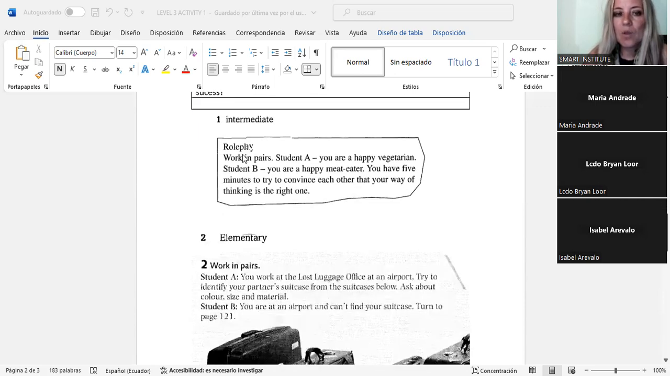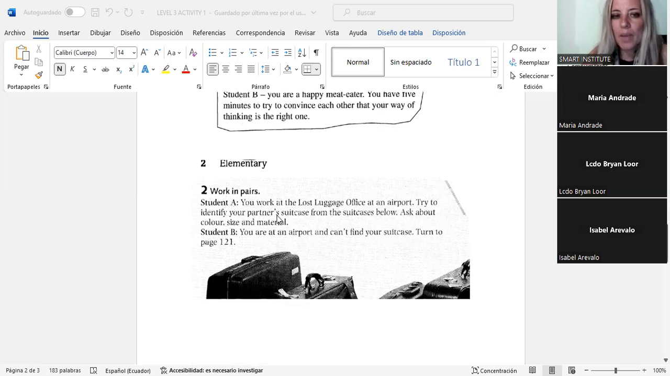Intermediate role play, work in pairs. Student A, you are a happy vegetarian. Student B, you are a happy meat eater. You have 5 minutes to try to convince each other that your way of thinking is the right one. Okay, this kind of exercise we saw last Monday, I remember.